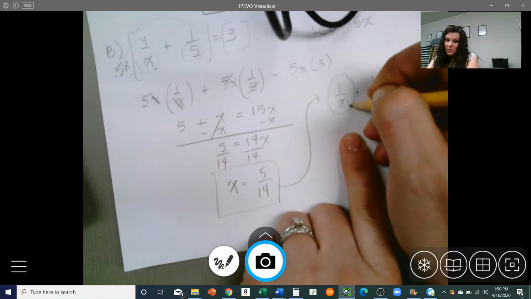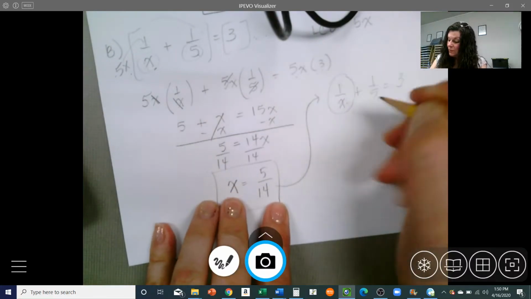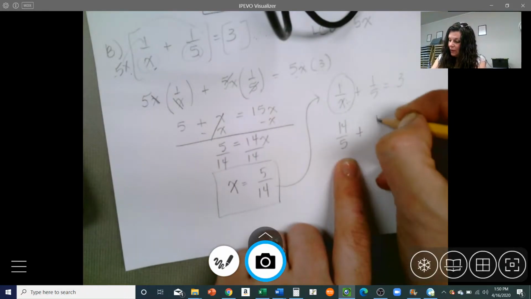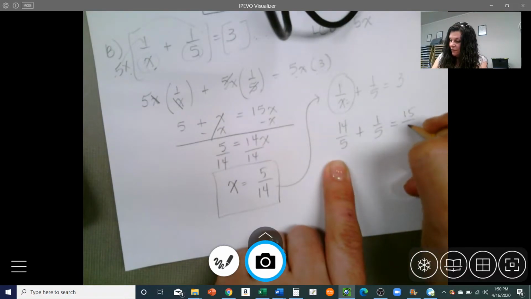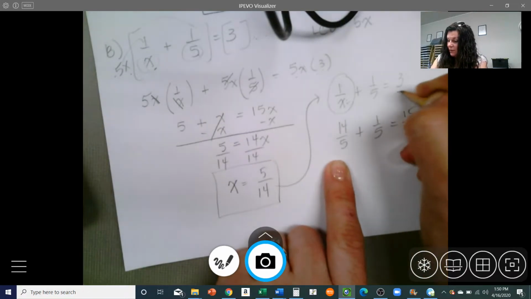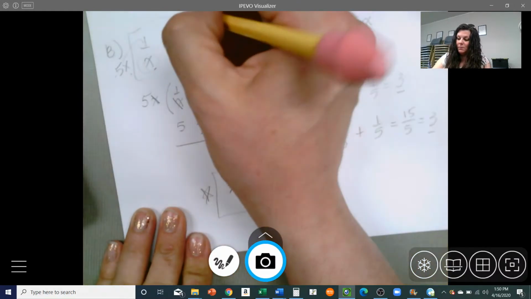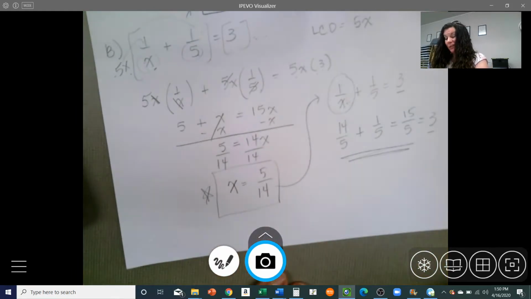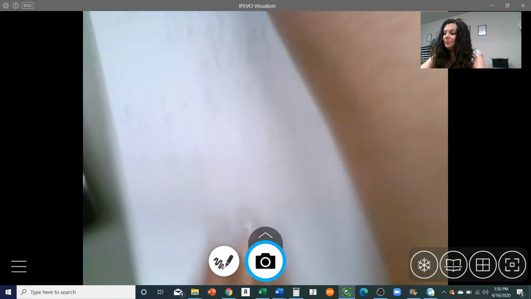So this means reciprocal. So here I'm just going to write 14/5. And then this is 1/5. That's 15/5. And that is indeed 3. So this is my answer. But remember, you have to check. You have to check. All right.